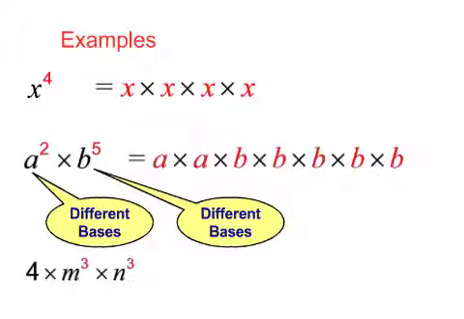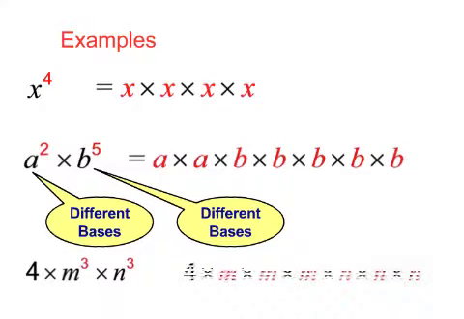Finally, we have 4 times m cubed times n cubed. So we leave the 4 alone and we multiply out the m 3 times, m times m times m, and the n is multiplied out 3 times as well, n times n times n. Again, the bases are different.